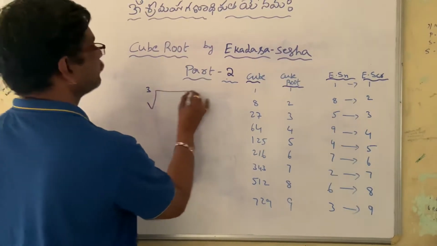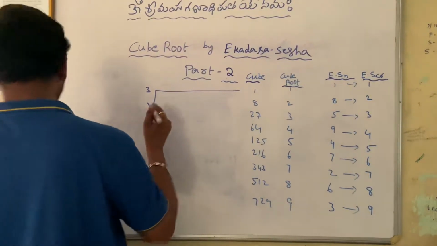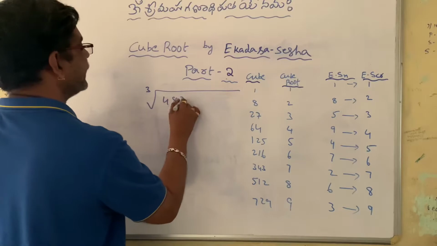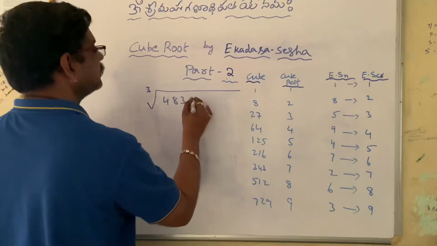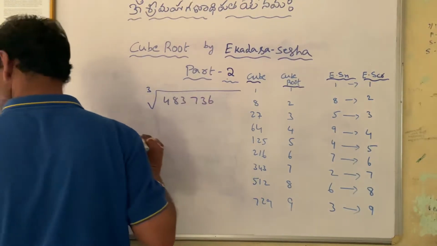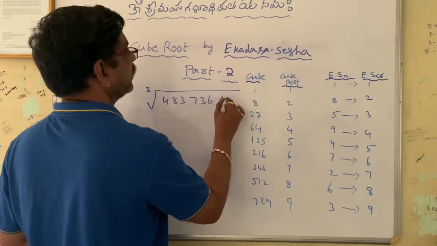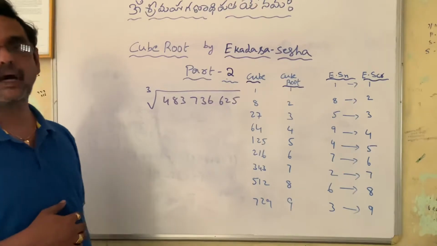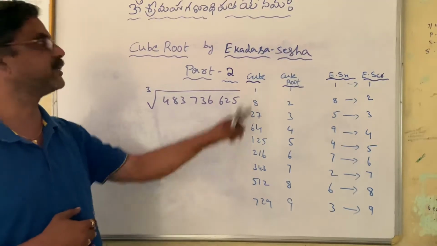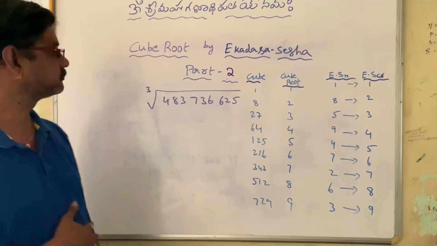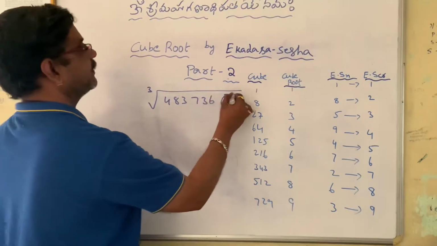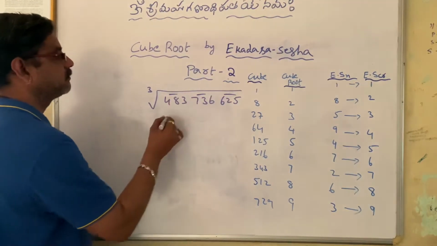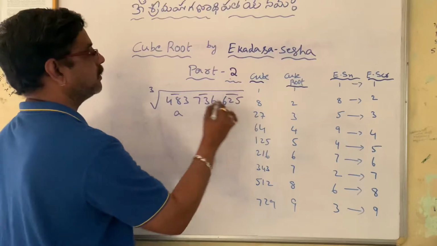Cube root of 483736625. A 9-digit number. How to find out its cube root? By using Ekadasha Sesha. See here. Again we have to make them pairs. 3 pairs we got. The answer is a 3-digit number.